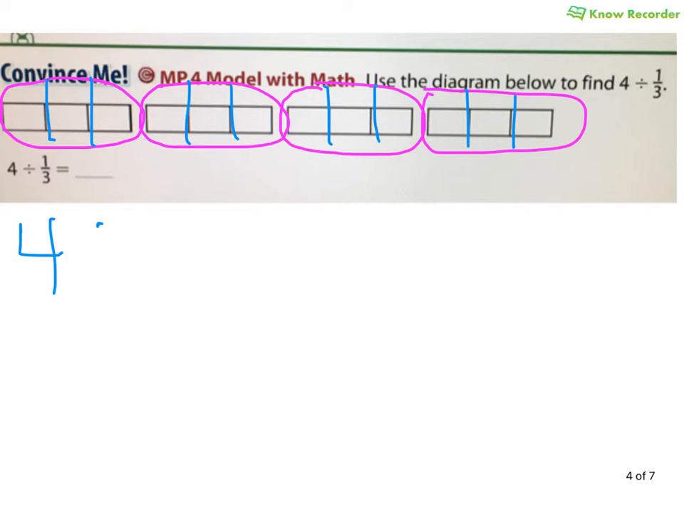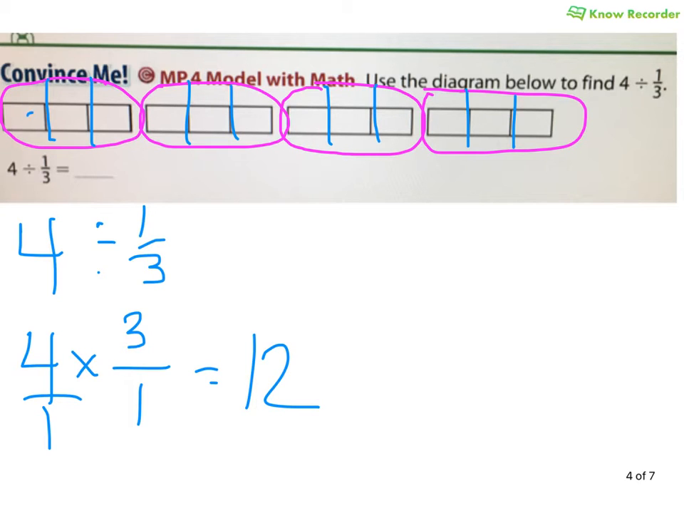So 4 divided by 1/3, I needed to take the inverse operation, the reciprocal. I should have 12 pieces, and here it is. 1, 2, 3, 4, 5, 6, 7, 8, 9, 10, 11, 12.